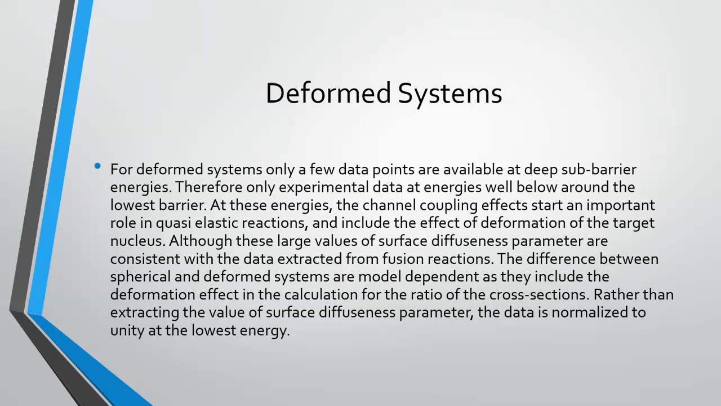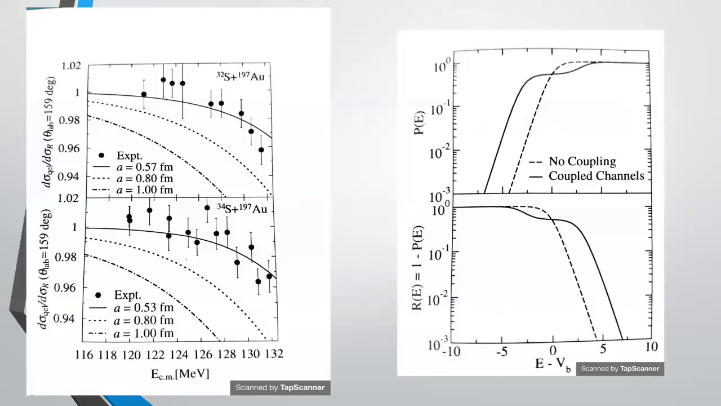Only a few data points are available at deep sub-barrier energies. Therefore, only experimental data and channel coupling effects start to play an important role in the quasi-elastic reaction. Although these large values of the surface diffuseness parameter are consistent with the data, the systems are model dependent as they include the deformation effect. They count the surface diffuseness parameter. The data is normalized to unity at the lowest energy.